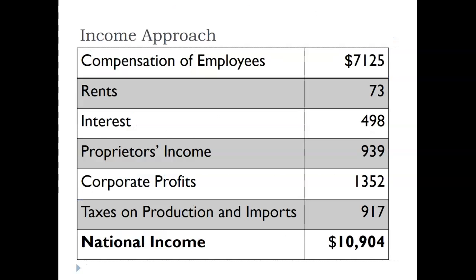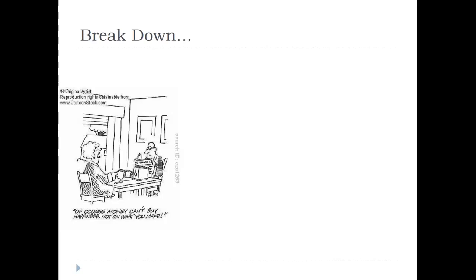Compensation of employees, that will be our W, plus rents, interest, proprietor's income, corporate profits. So we add these two together to get business incomes. And then taxes on production and imports. It's kind of the catch-all of, do we not deal with anything? We add that all up and we get the national income. Again, the final thing is gross domestic product, so we're not quite there yet.